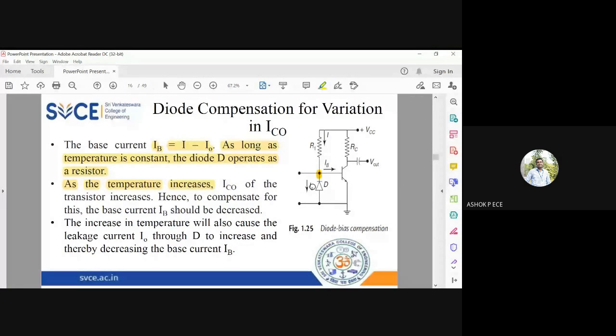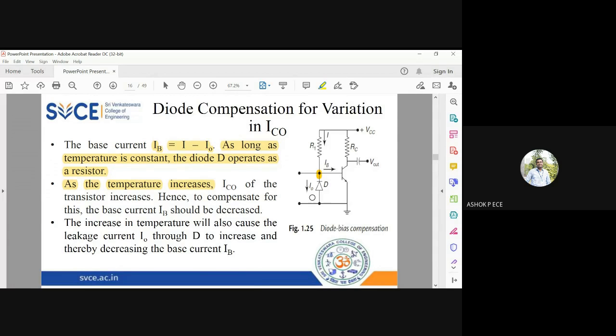So when the temperature increases, I naught will also increase. When I naught is increasing, see, the sign of I naught is negative, right? So when I naught is increasing, IB will reduce. When IB reduces, IC will start reducing. So it is a feedback action. Okay, it is a feedback action. So what we effectively ensure is that whatever the change in temperature or collector current, we are going to have the same value of IC flowing.